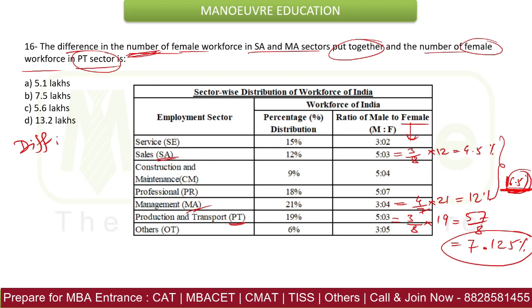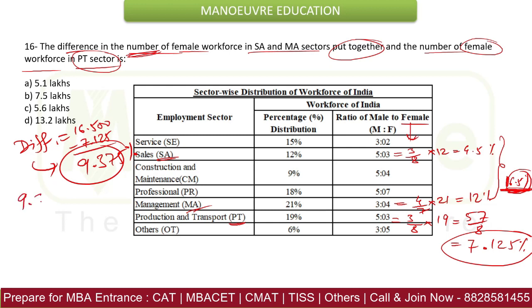The difference here will be 16.5 minus 7.125, so this difference will be 9.375. So this much will be the difference in terms of percentage, but here we have to find the numbers.